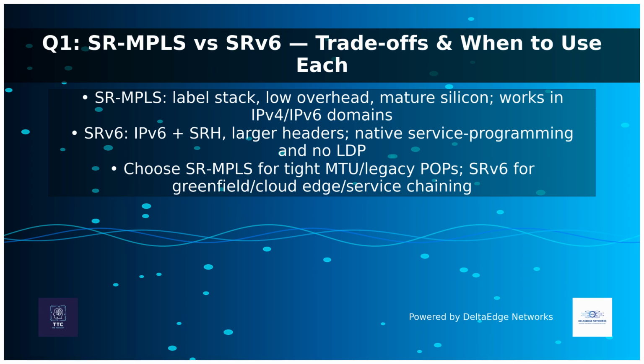Pick SR-MPLS for brownfield cores and constrained MTUs. Pick SRv6 for greenfield, cloud edge, or when you need clean service chaining. A hybrid is common. SR-MPLS in the core, SRv6 at the edge.